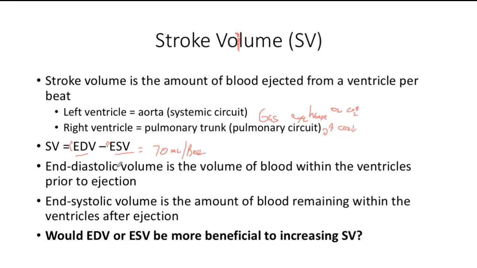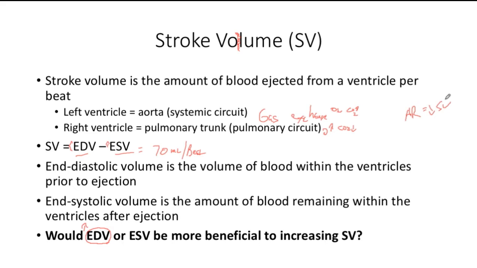The correct answer is end diastolic volume. We need to increase our end diastolic volume in order to increase our stroke volume. Because remember, eventually, heart rate is going to cause a decrease in stroke volume if we don't do something, if there aren't other factors involved in this process.